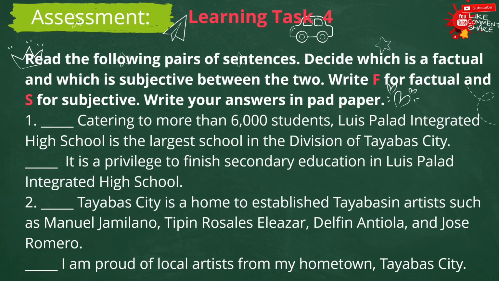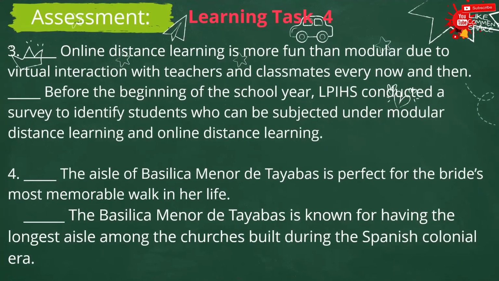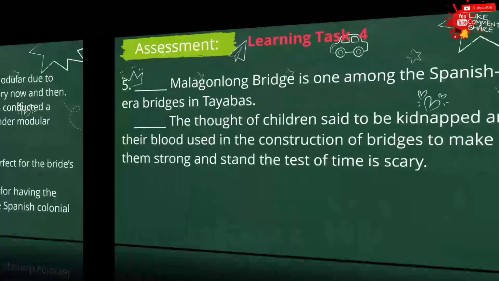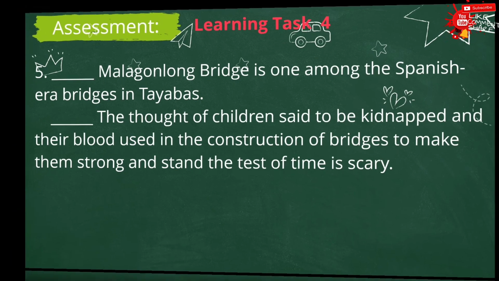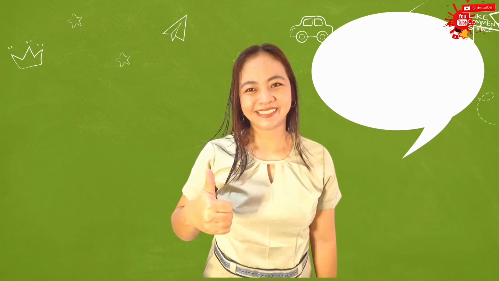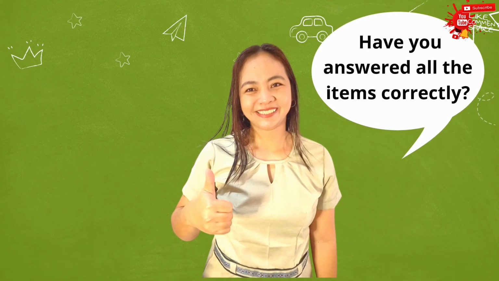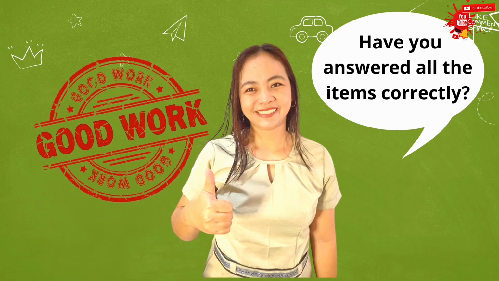For the assessment phase, read the following pairs of sentences. Decide which is factual and which is subjective between the 2. Write F for factual and S for subjective. Write your answers in your pad paper. Are you confident that you have answered all the items correctly? If yes, good work.